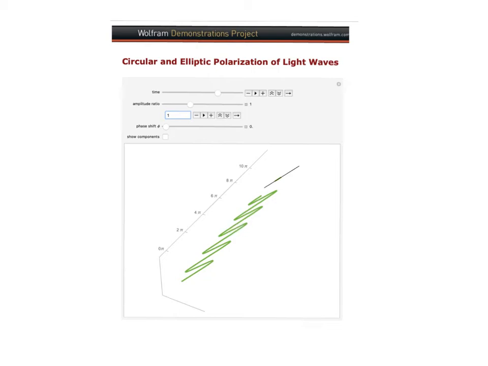The wave that's shown here has an amplitude ratio of 1. That means the x and the y components are equal, and a phase difference of 0 radians. So what you get is still a linearly polarized wave, but the direction of polarization is, in this case, at 45 degrees relative to the XY axes.